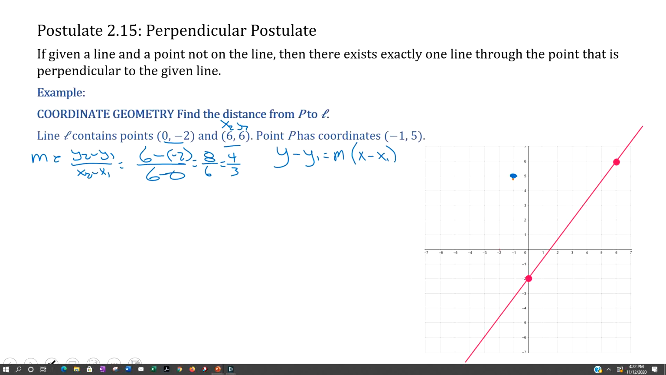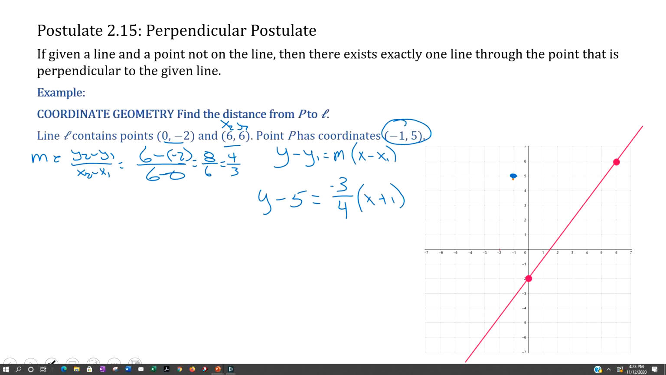So I have a point, and I have my slope. My slope is going to be the negative reciprocal of 4 over 3. So my new slope for my point slope line is going to be -3 over 4. So then I plug in my other points, so I end up with y minus 5 is going to equal negative 3 over 4 times x minus negative 1, so that becomes plus 1. So that's my equation of my line that goes through there.